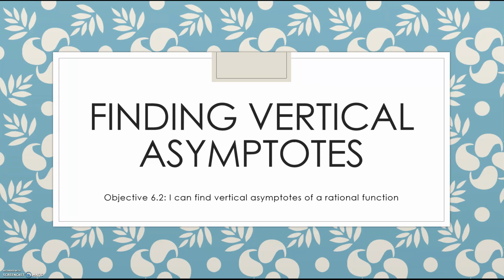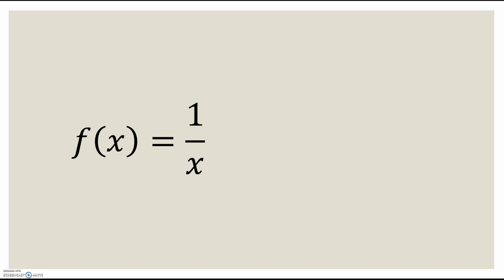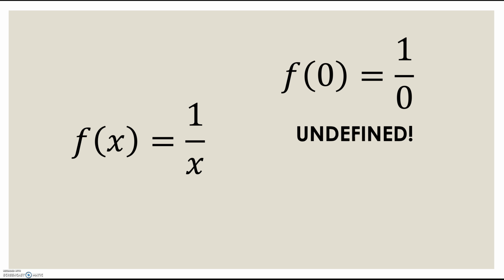So let's jump right into it. Let's look at the most basic of all rational functions, which is f of x equals 1 over x. Can't get more simple than that, right? Well, before I look at the graph and figure out where the asymptotes are, I want to think for a second about what would happen if I plugged in a 0 for x here. What would f of 0 be? Well, obviously it would be 1 over 0, but that doesn't exist. It's undefined.